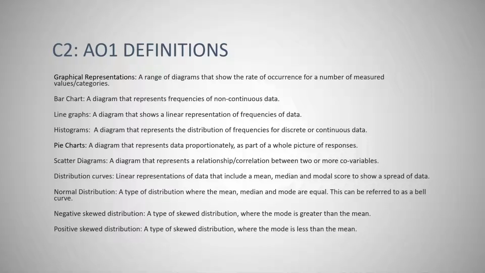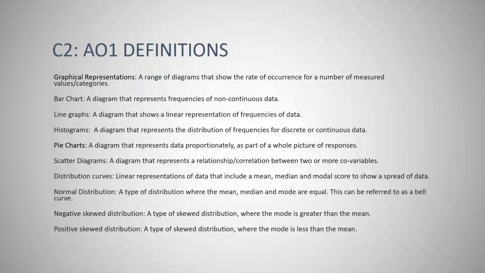Bar charts are a diagram that represents frequencies of non-continuous data. Line graphs are a diagram that shows a linear representation of frequencies of data. Histograms, however, are a diagram that represents the distribution of frequencies for discrete or continuous data.